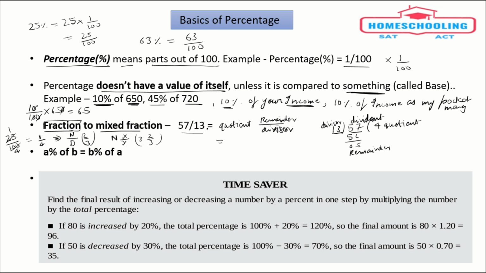If you want to convert it into a mixed fraction, we will divide it and write the quotient first. That would be 4, then the remainder, which is 5, over your divisor, 13. So this is your mixed fraction: 4 5 by 13.